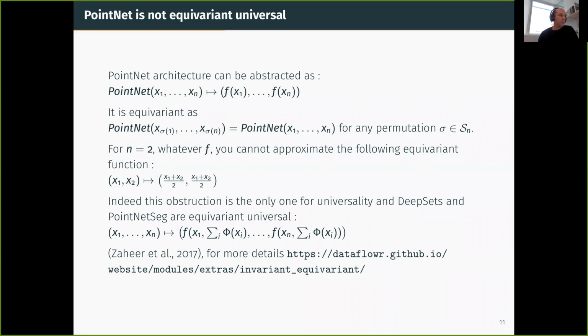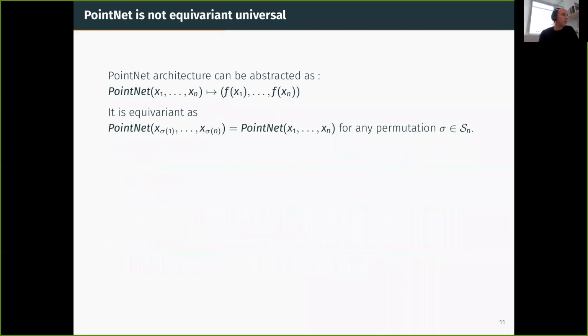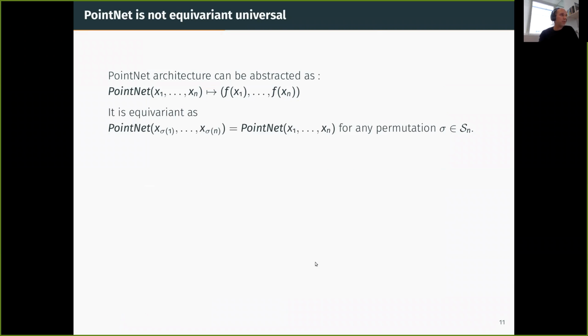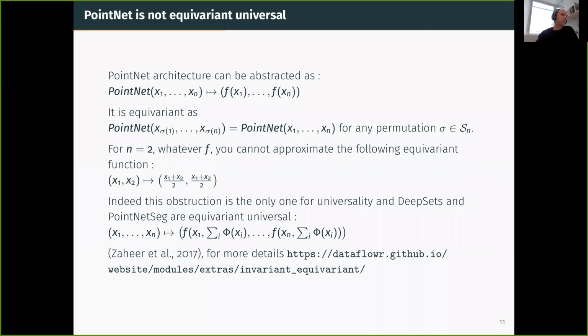One way to do that is what was done in an earlier paper called DeepSets, and this is also done in the PointNet seg paper. This is the second part here, the segmentation network. Thanks to the global feature, you will recover the universal property you need for equivariant functions.